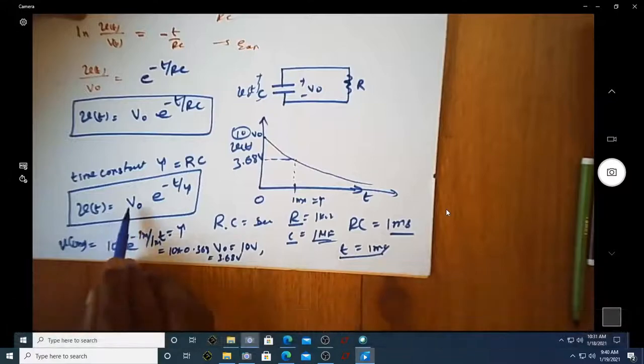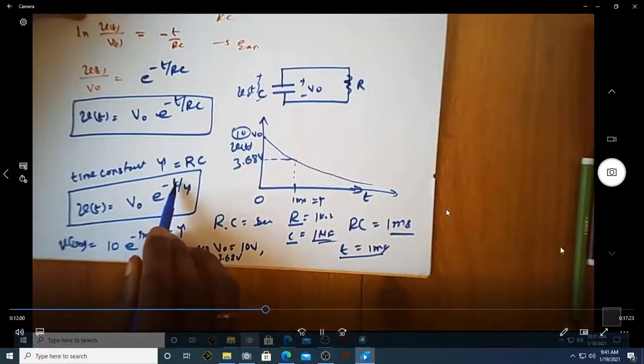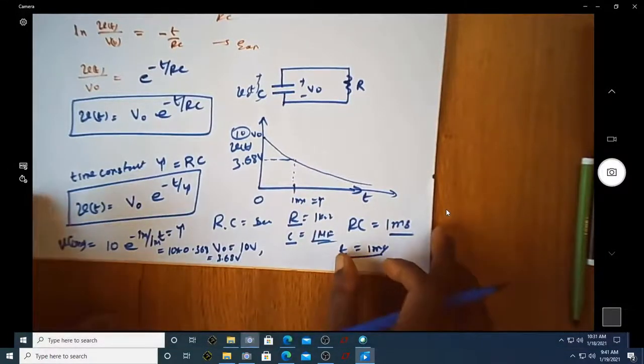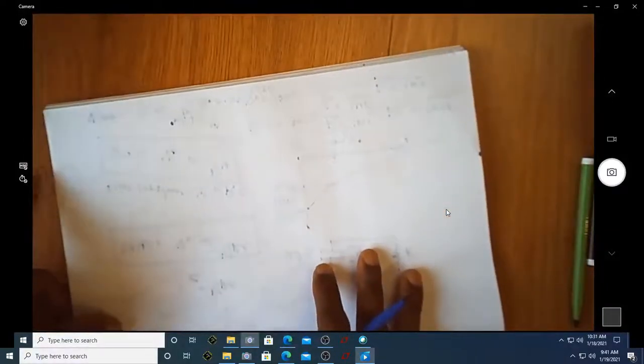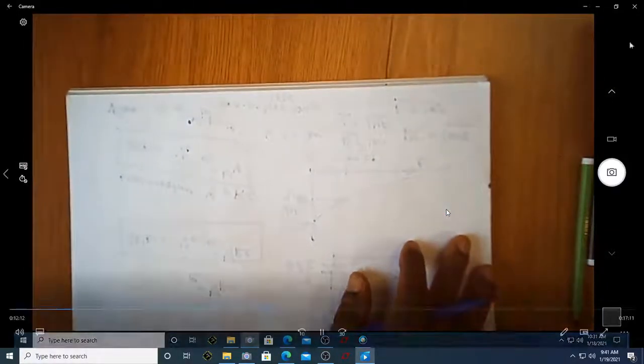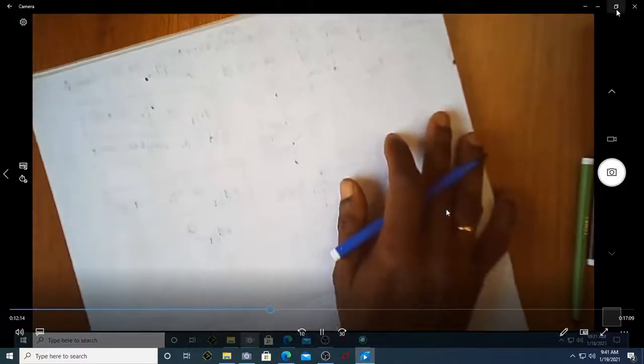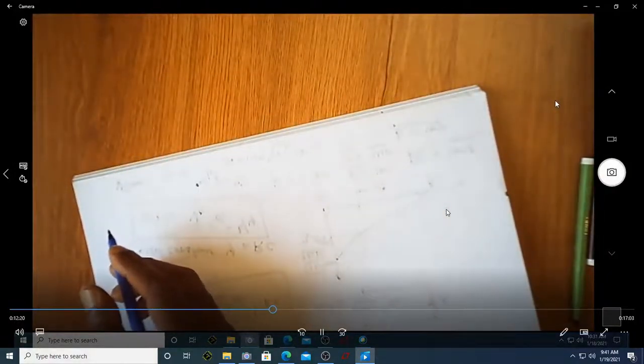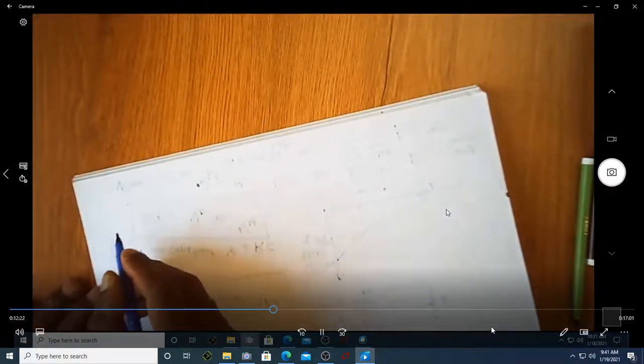V of t is equal to V naught into e power minus t by tau, where tau happens to be the time constant of the network. So after understanding this expression for the capacitor voltage whenever it is connected to a resistor of value R, let us take up this example and apply those equations to understand it better.